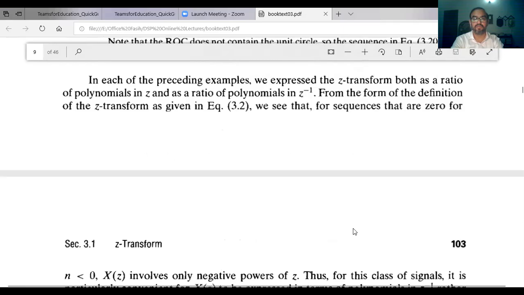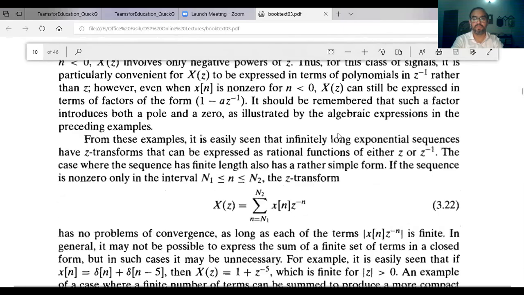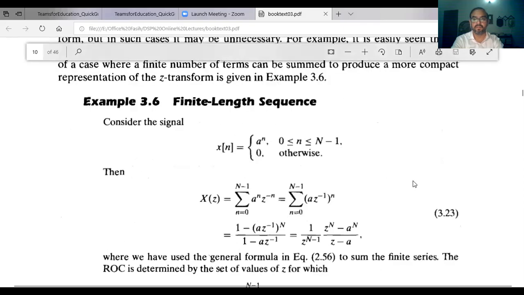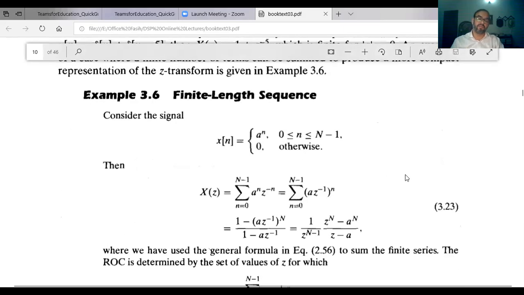So after doing this example, I hope it will become quite clear that if one is a right hand side sequence and another is a left hand side sequence, what the disk region is for both. Let me start with this example.